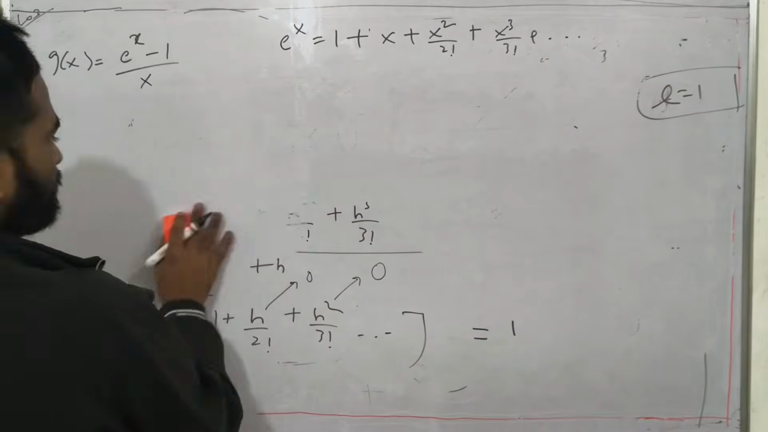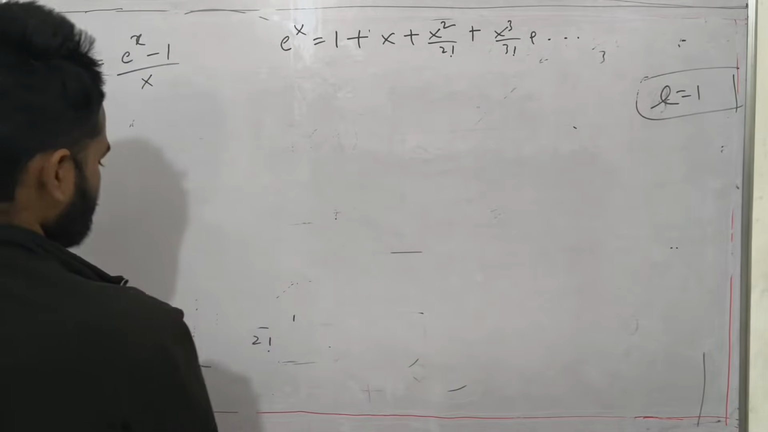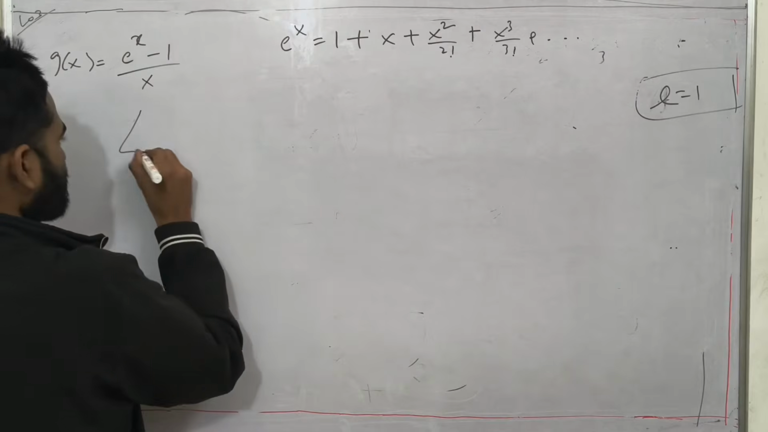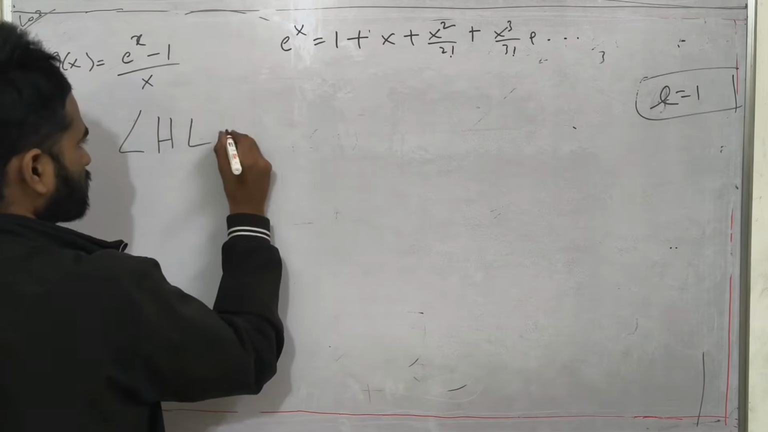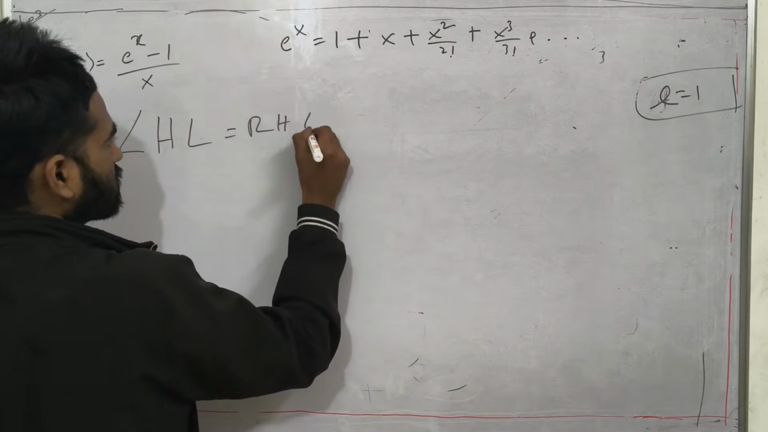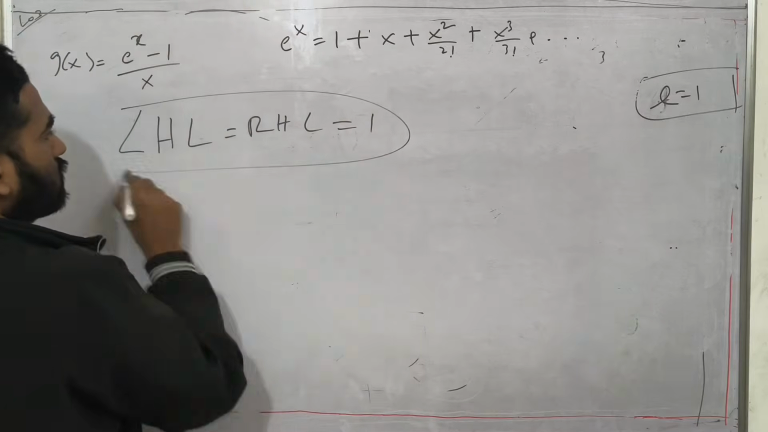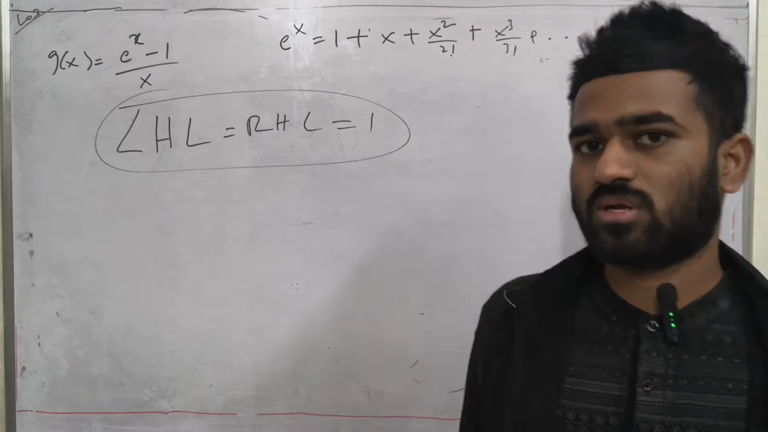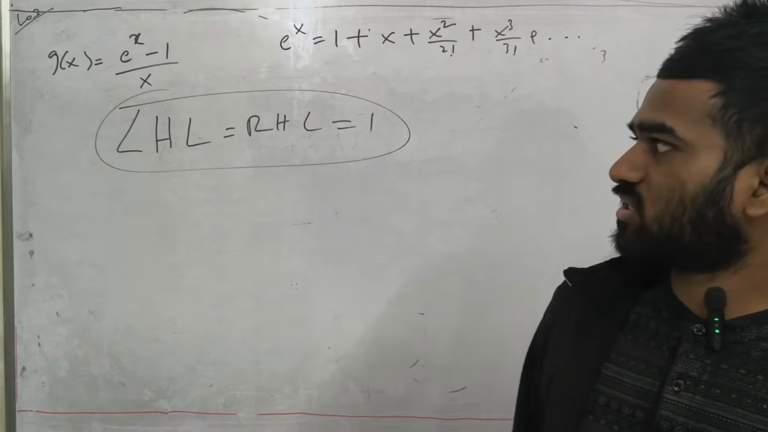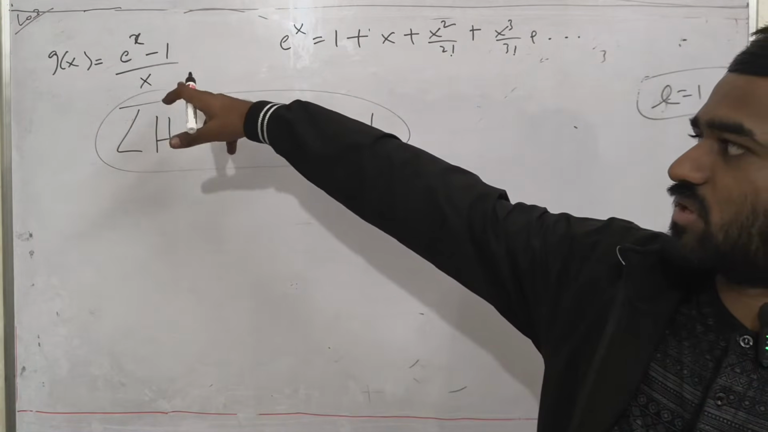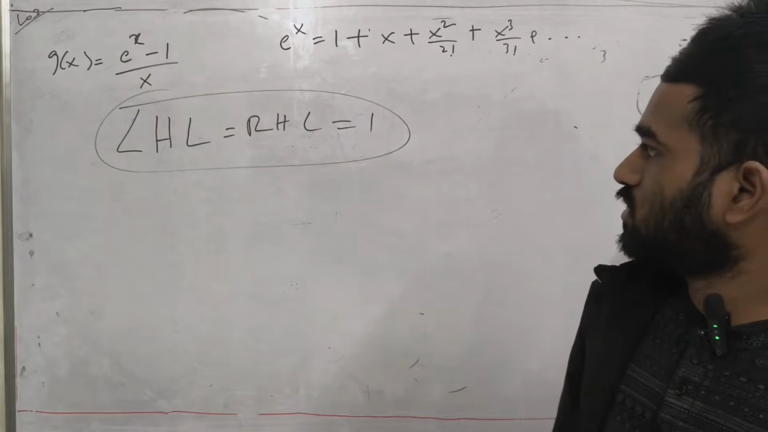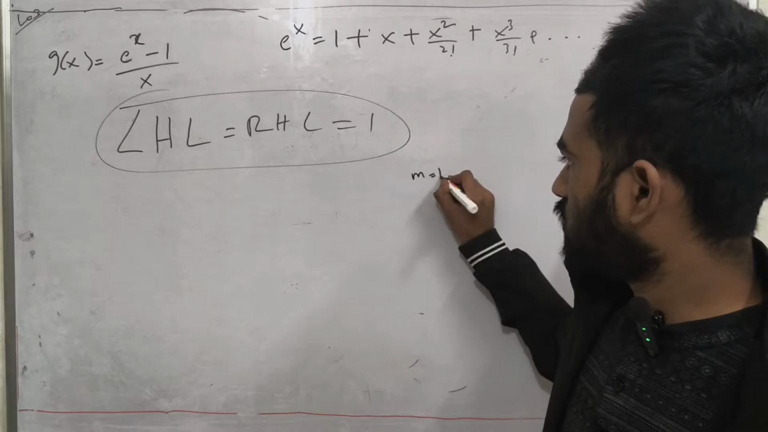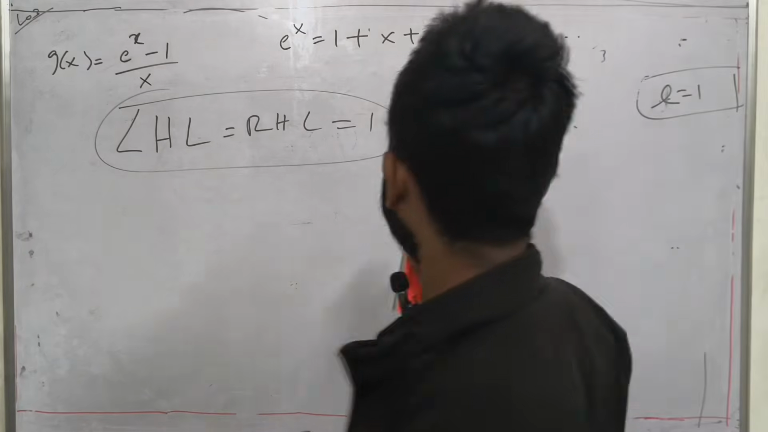So finally what we got: left hand limit equals right hand limit equals 1. Both exist, so we can say limit x tends to 1 of e power x minus 1 by x exists, and that M equals 1.